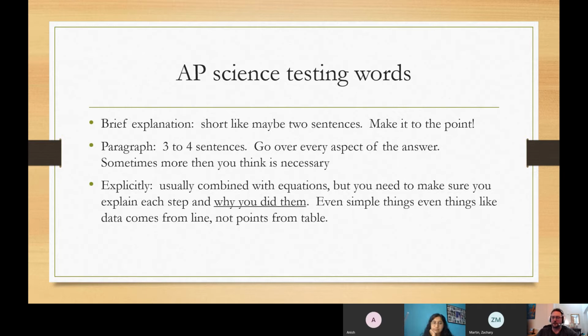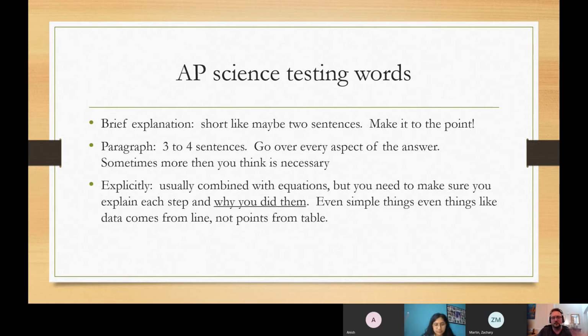A paragraph is where you get 3 or 4 sentences, you go into every aspect of the answer, sometimes more than you think is necessary, and that's important. I did highlight in one of the tests about how I had to add something extra, even though I didn't think it was necessary, because that's what their rubric called for.